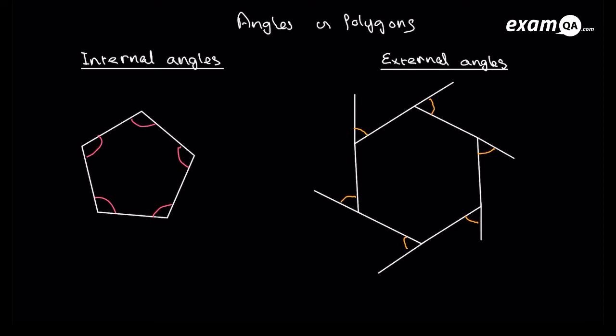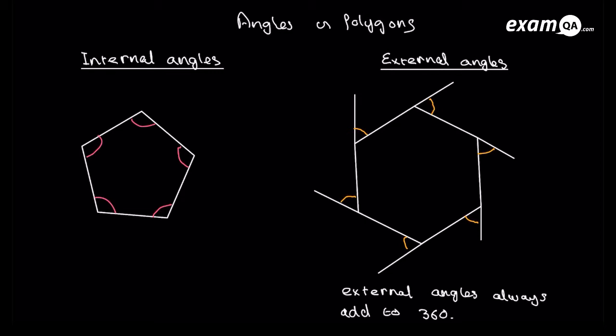Okay, so let's first look at external angles. Now, the rule for external angles is really straightforward. They always add up to 360. It does not matter how many sides your polygon has. The external angles will always sum to 360.